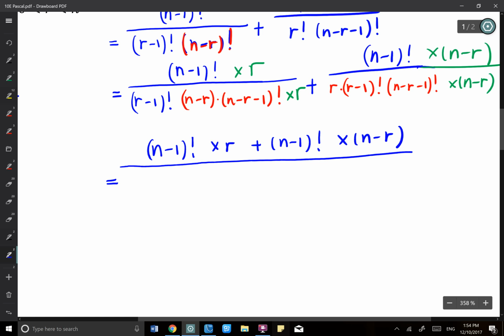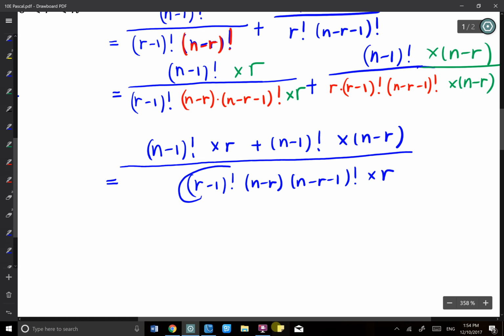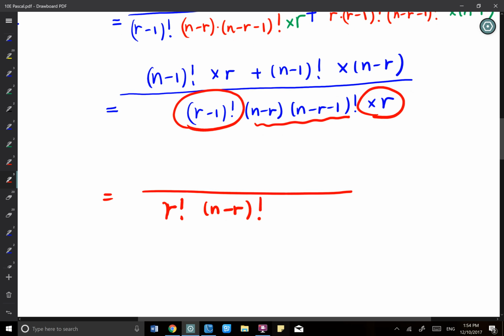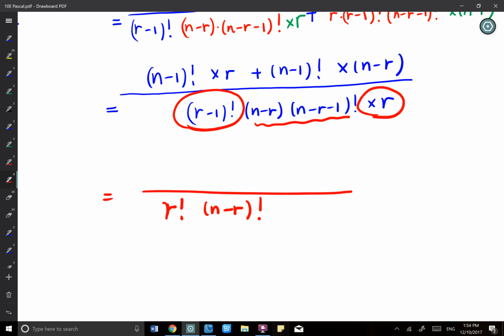But when I put my denominator together, it's r minus 1 factorial times n minus r times n minus r minus 1 factorial times r. Okay, let's have a look. I will circle this one and this one. Those two numbers become r factorial, and those two numbers become n minus r factorial. I group two and group the other two. There is r factorial and n minus r factorial.